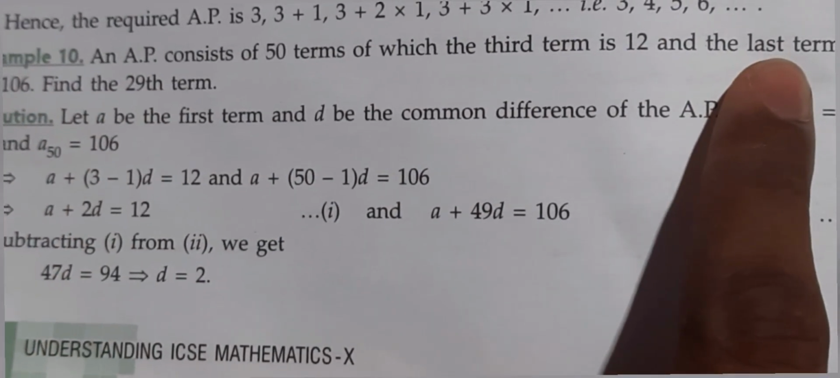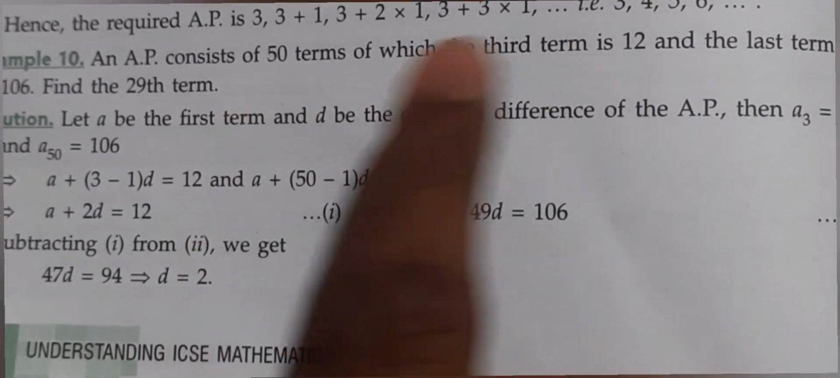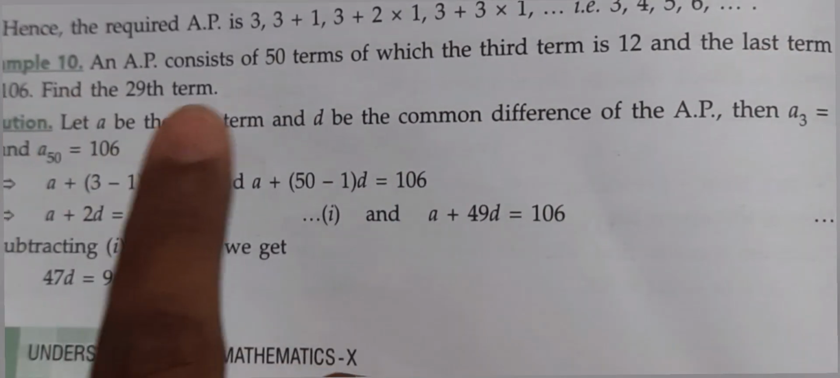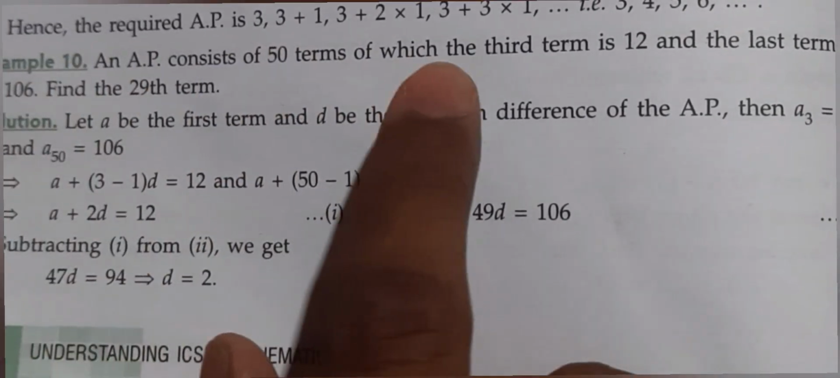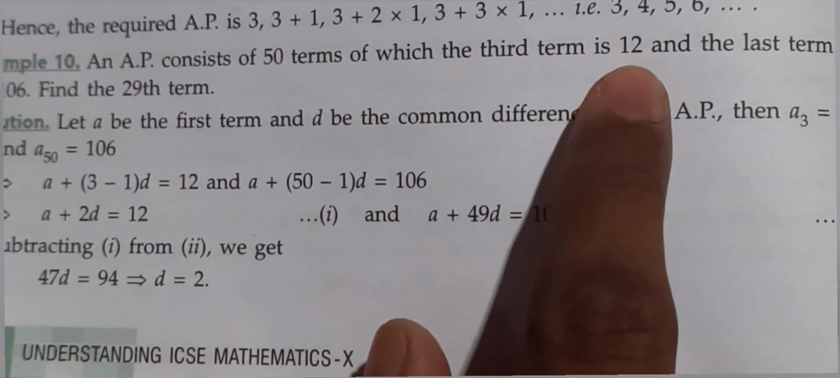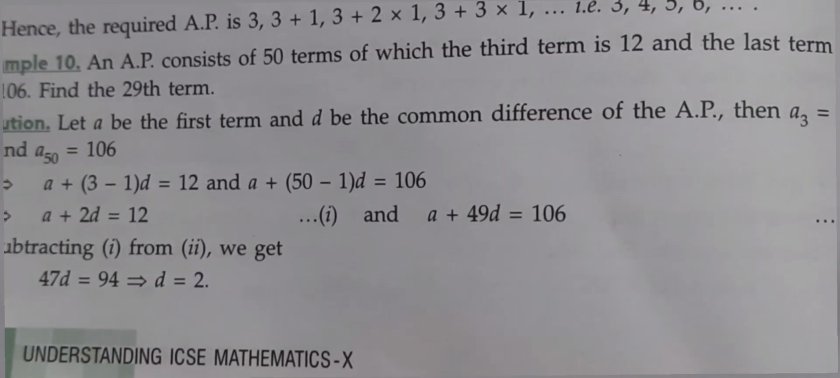Last term means how many numbers are there? So total 50 numbers. So last term means the value of the 50th will be how much? So the value of the 50th is 106. And the value of the third term is how much? 12. With respect to that, let us solve the sum.